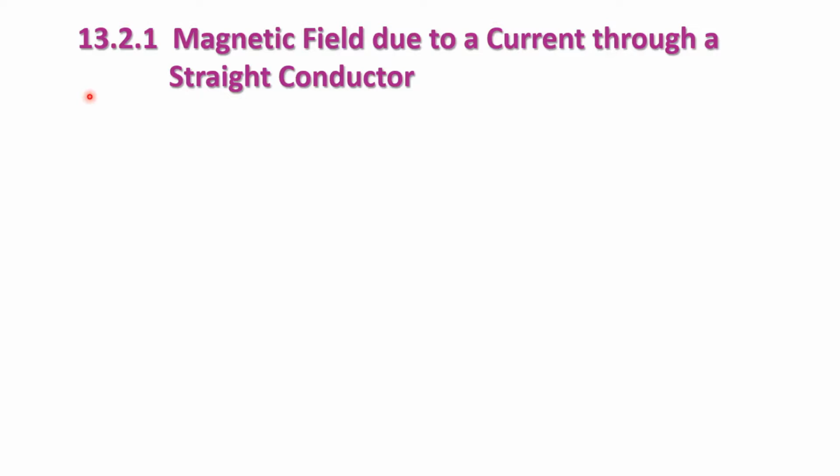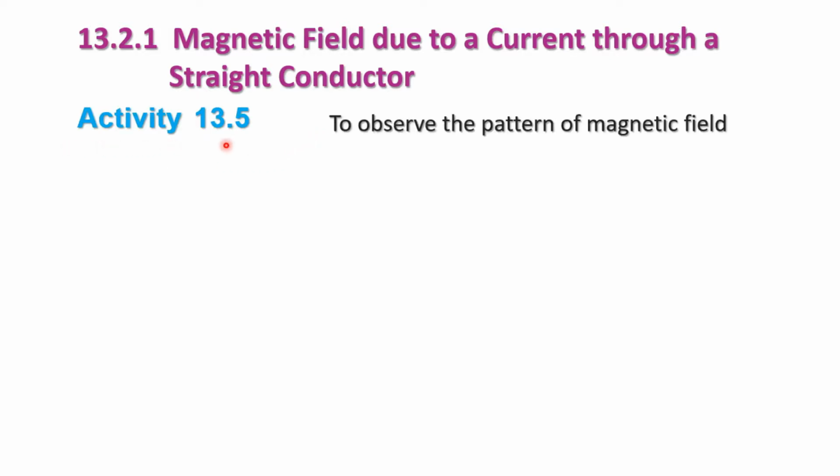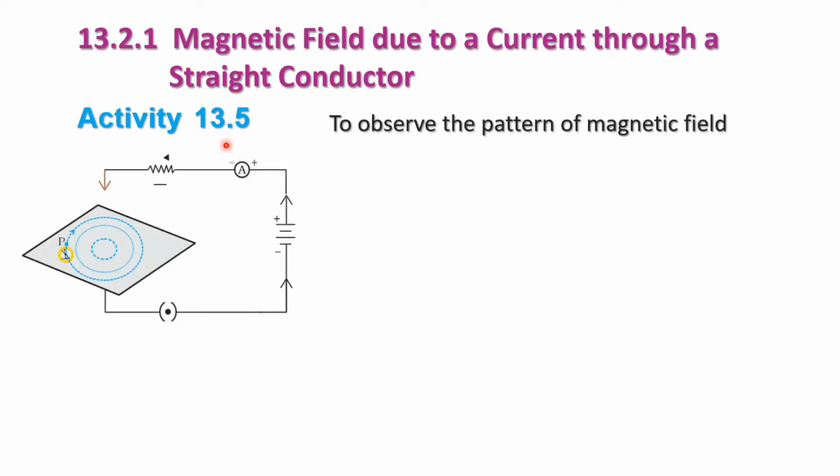Now our second topic is magnetic field due to current through a straight conductor. For this, let us consider activity 13.5. In this, we are going to observe the pattern of the magnetic field. So, the diagram is in front of you. Let us start with the activity.